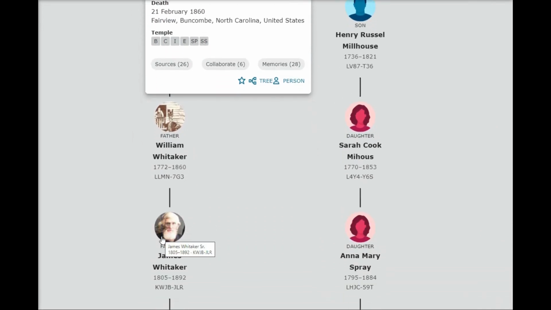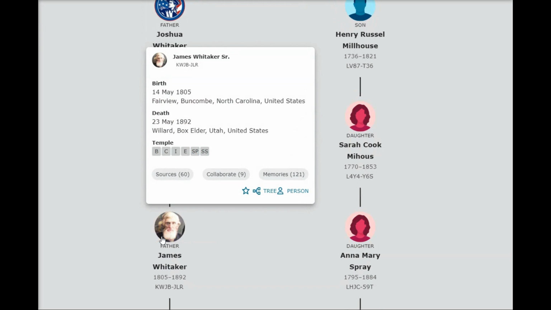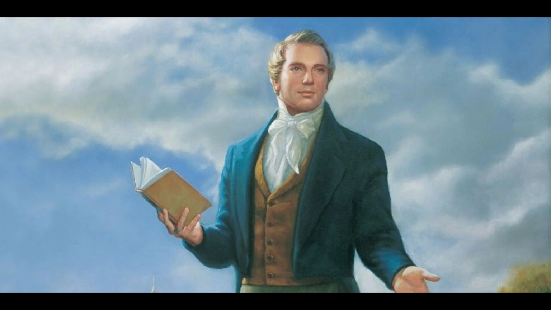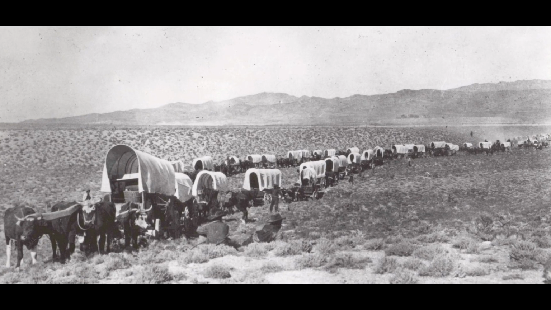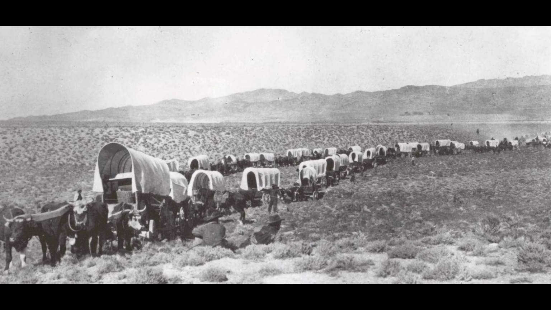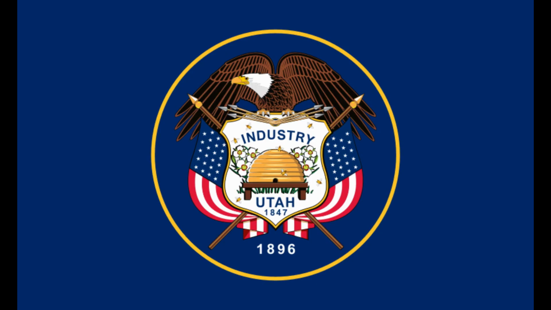The American Civil War took place in 1861, but William's son James was not really involved with that because he was heavily influenced by the teachings of the Book of Mormon and the prophet Joseph Smith, which led him to move away to Missouri to be with the other members of the Church of Jesus Christ of Latter-day Saints, where he then joined the pioneers in moving to Utah. He died in 1892, right before Utah became a state in 1896.